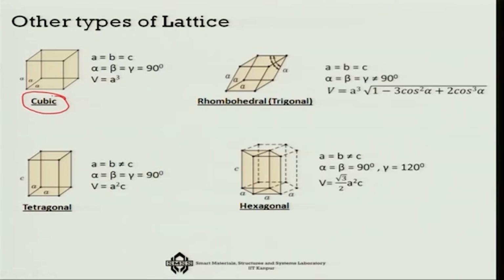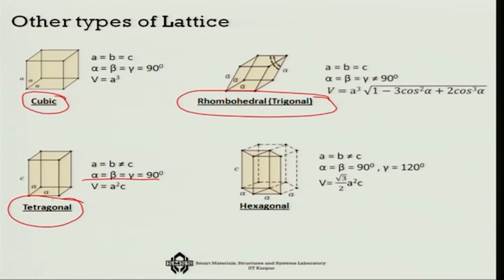What if a, b, c are all equal, but alpha, beta, gamma are not equal to 90 degrees? Then you get a rhombohedral or a trigonal structure. What if a and b are equal, but not equal to c, and alpha, beta, gamma equal 90 degrees? You get a structure known as a tetragonal lattice structure.